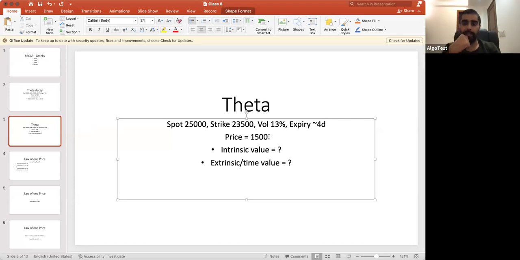Obviously, you can tell by the price, right? If this were the put option, it wouldn't be 13% volatility. It would be a much higher volatility because it would be an out of the money put option worth 1,500 rupees. That's totally crazy, right? I would be selling this option if it were an out of the money put option. But it's a deep in the money call option. All is intrinsic.